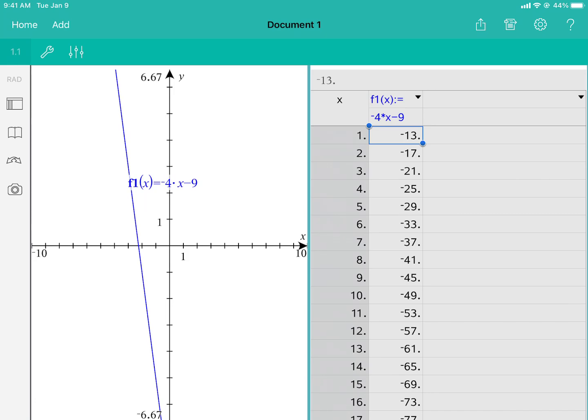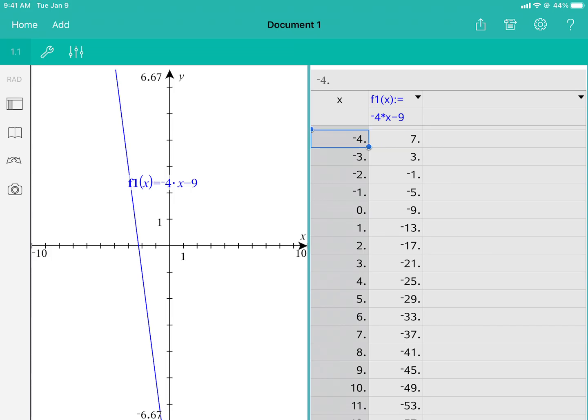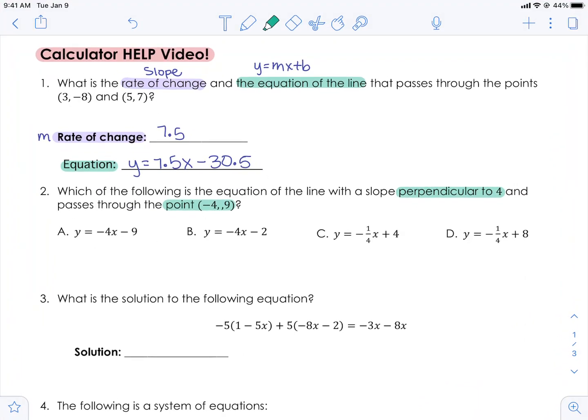Again, I'm looking for the point (-4, 9). So if I go up, this one has (-4, 7), which means that does not work. This gave me (-4, 7), and we don't want (-4, 7), we want (-4, 9).